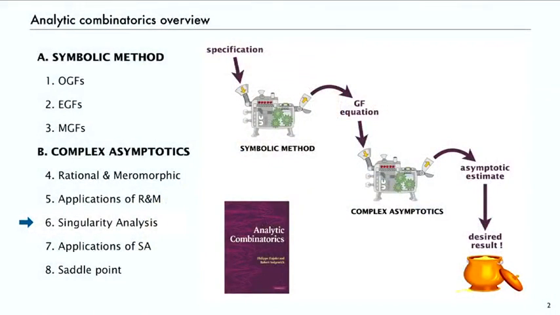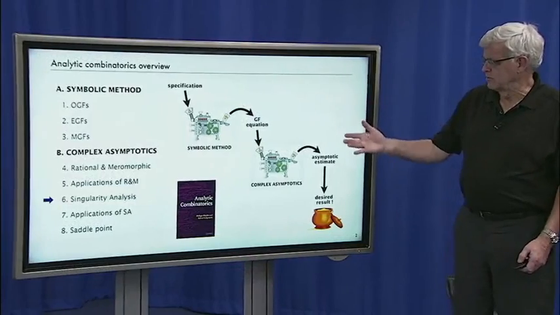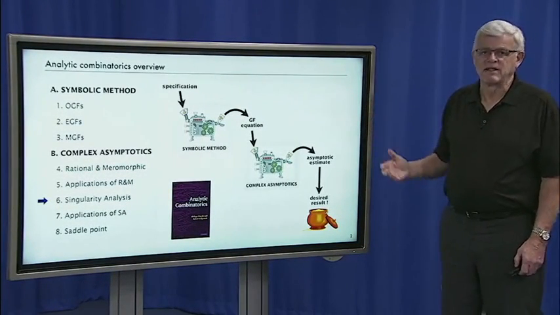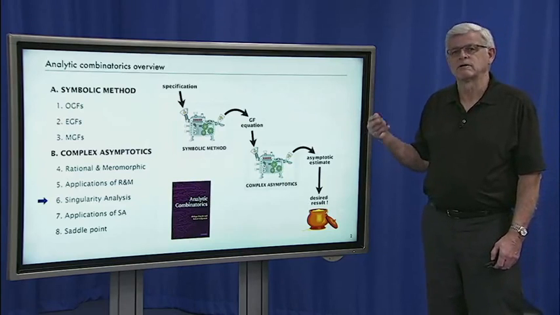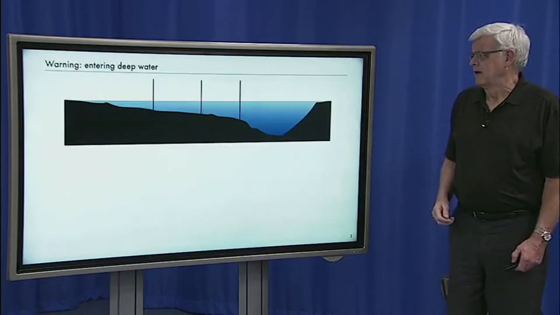Today we're going to talk about singularity analysis. This is one of the crown jewels of analytic combinatorics. It's a general approach that really gives confidence that we can handle a broad variety of the generating function equations that arise from the symbolic method. We're well into complex asymptotics, and we're talking about methods that can handle generating functions that are not meromorphic.